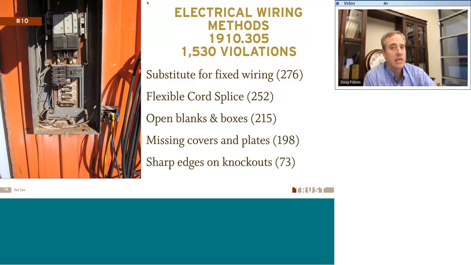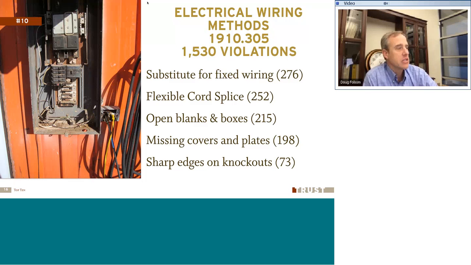Also boxes. You see down to the right of this circuit breaker panel here, there's just a regular 110 outlet box that doesn't have a cover over it, or it could be a junction box that doesn't have a cover over it. So that's a common one as well, missing cover plates for outlet switches or for junction boxes.